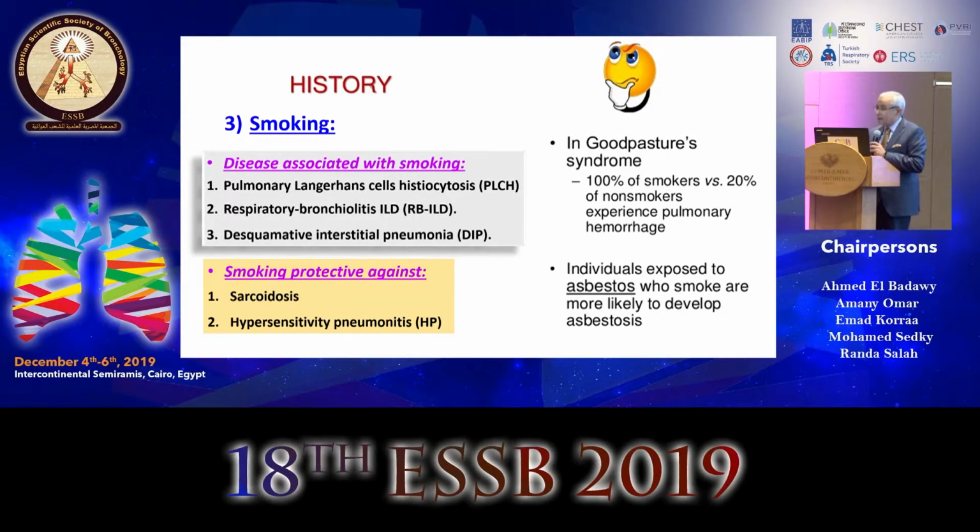In a severe disease, the pulmonary renal syndrome, Goodpasture syndrome, 100% of patients who are smokers develop alveolar bleeding. Only 20% of non-smoker patients develop alveolar bleeding, and the main pathology will be in the kidney. Asbestos workers who smoke are likely to develop asbestosis. Asbestosis is essentially UIP. The same is true for rheumatoid lung. Rheumatoid lung is more common in smokers, and it is also UIP.